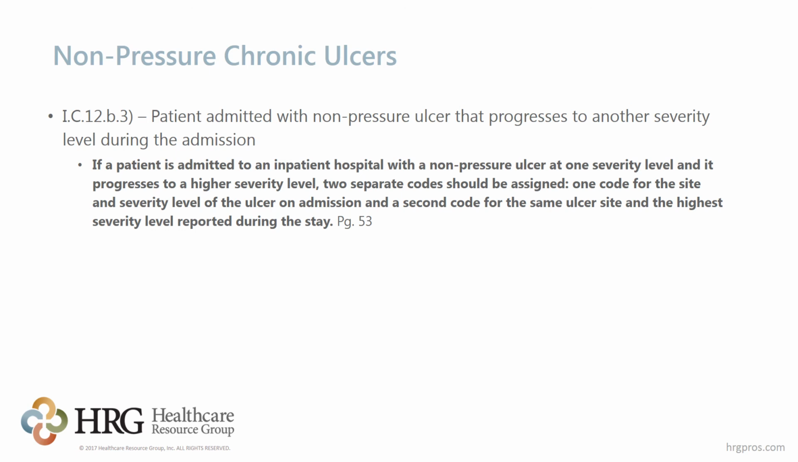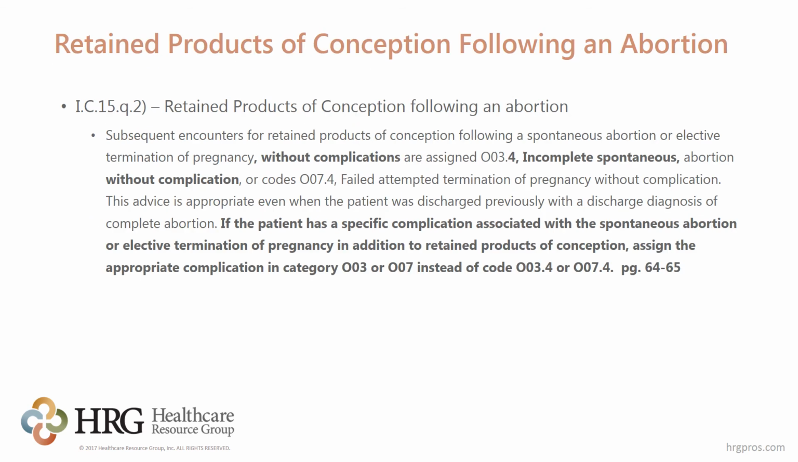The next guideline change is found in section 1C15Q2, and it's regarding the retained products of conception following an abortion. Note that the bolded text here is without complication, and that would be coded with O03.4 or O07.4. Also, the bolded text at the bottom is stating that if there is a specific complication, then those codes should not be used, and instead the appropriate complication in category O03 or O07 should be used instead.